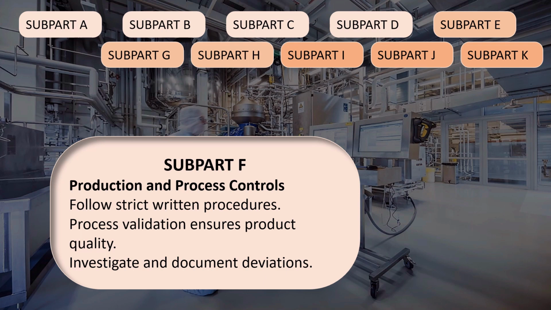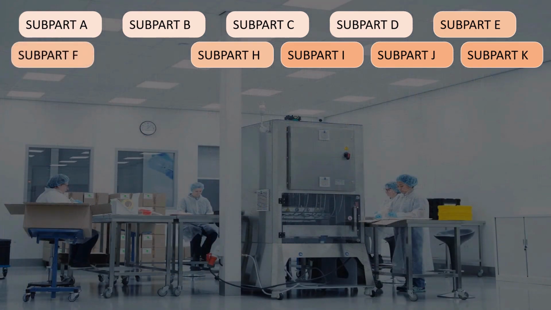Some examples are: 1. Written procedures. All manufacturing processes must follow strict, written procedures to ensure consistent product quality. 2. Process validation. Processes must be validated to ensure they consistently produce a product that meets its intended quality and specifications. 3. Deviations. Any deviation from the written procedures must be investigated and documented.